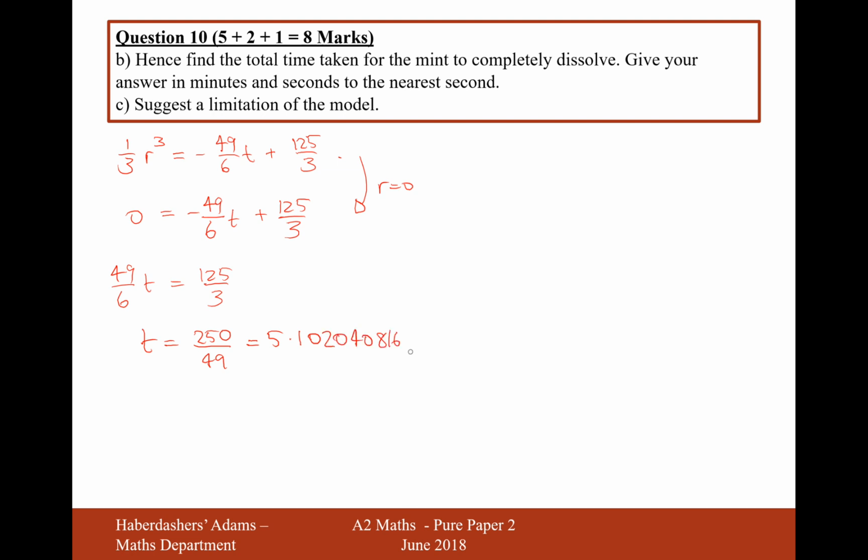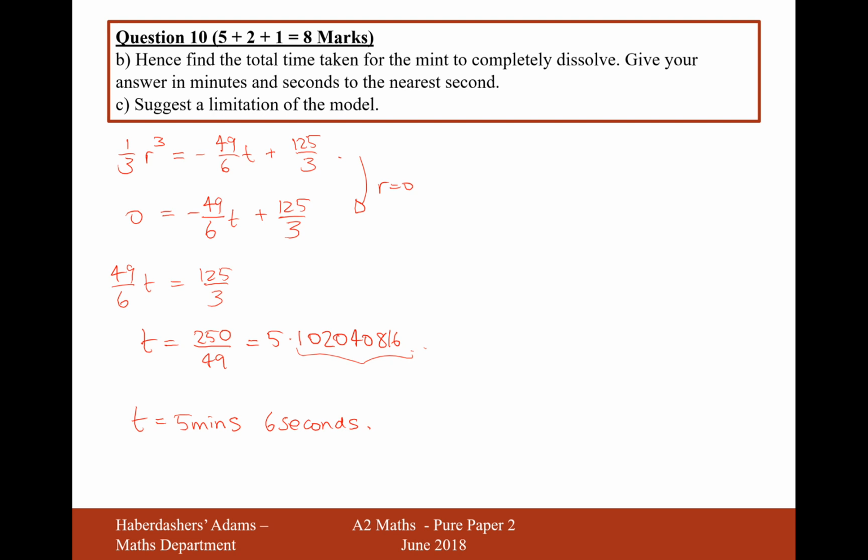5.1020400816. That's quite good, isn't it? You've got 02, 04, 08, 16. That's interesting. Okay, so it's going to be 5 minutes. Now we just need to work out how many seconds. So we'll take this decimal value, so we'll take away 5 from our answer, and then we'll multiply this by 60 to work out how many seconds we've got there. 6.1 seconds, so it's 5 minutes, 6 seconds.